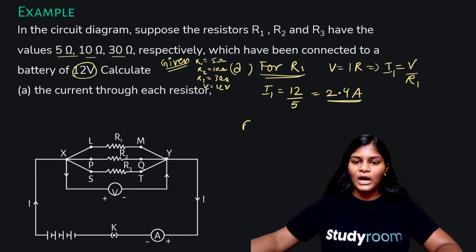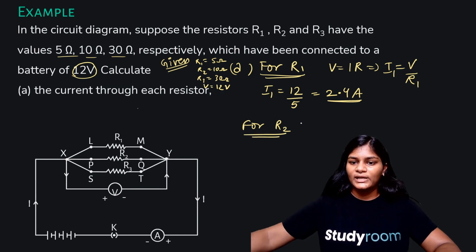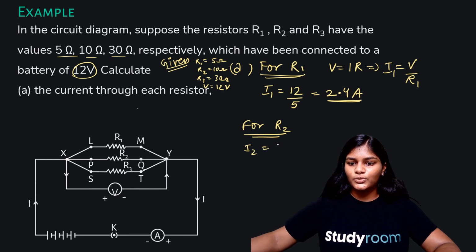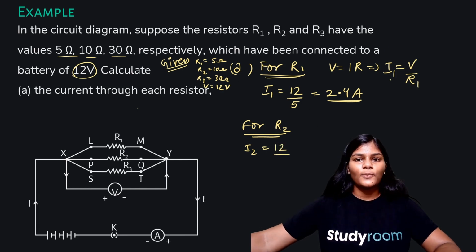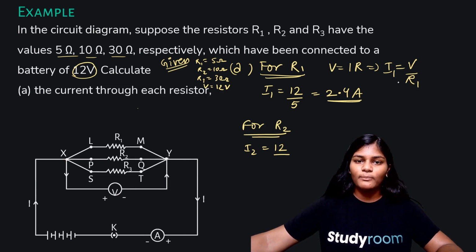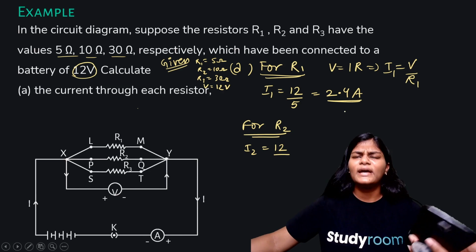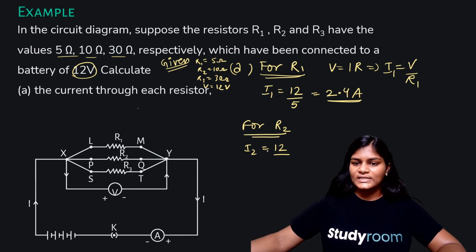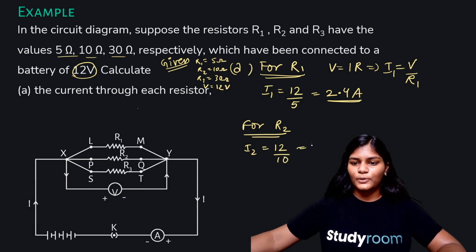Now for R2, we have to calculate for each resistor. So for R2, it is going to be similarly I2 is equal to V. What is V here? V is again 12 volts. Because it is the same, upon, you can write the formula again. You can write I2 is equal to V2 by R2. I am choosing not to write now, but it is your choice. If you want to make it more clear, it's actually better if you do. Great. So I2 is equal to V, which is 12, upon R2, which is 10 ohm. So this is simply 1.2 ampere.